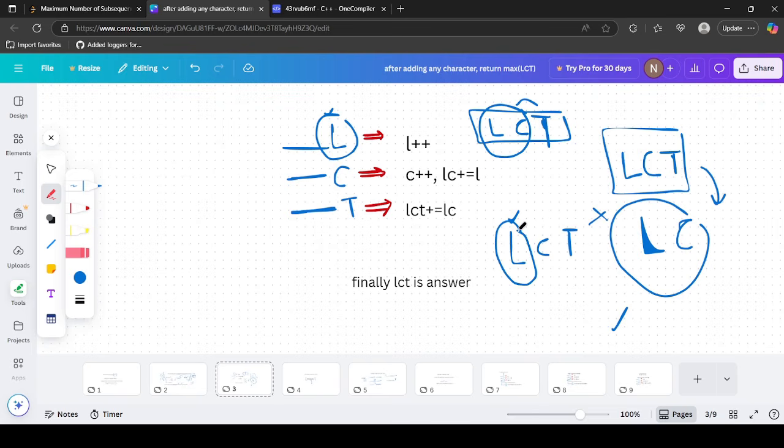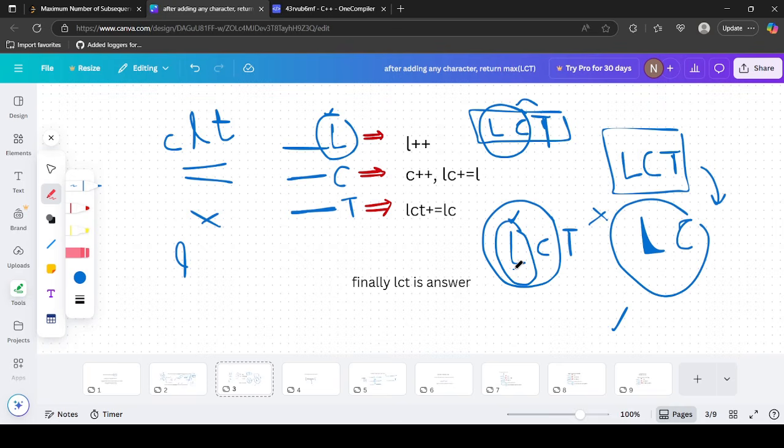Okay, we have L. Then if we do not have C, can we get the answer? No, even then we cannot get the answer. So even if we have L, we should have LC also as a subsequence. For example, we have CLT. We have all of L, C, T, but is there a subsequence LCT? No. So to get the final count of LCT, we must have LC also. So with L, we should have LC also.